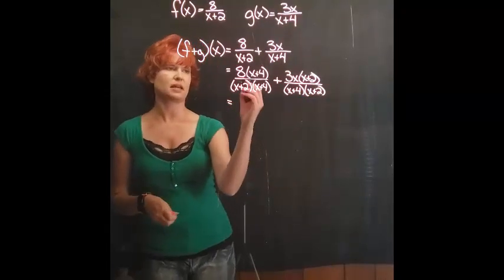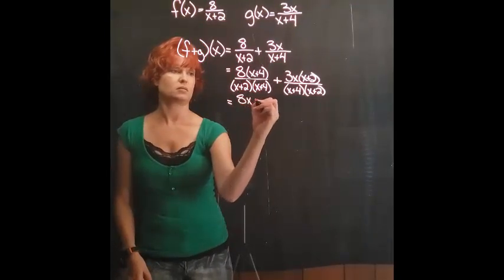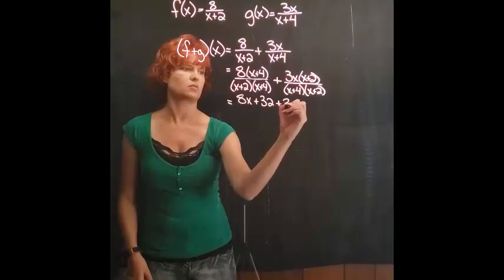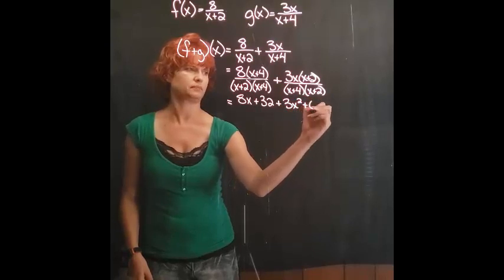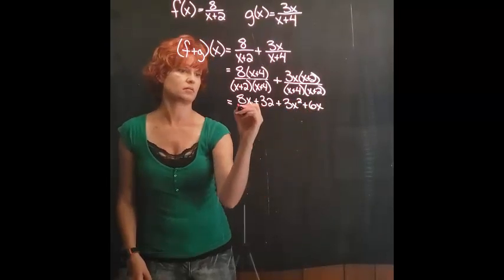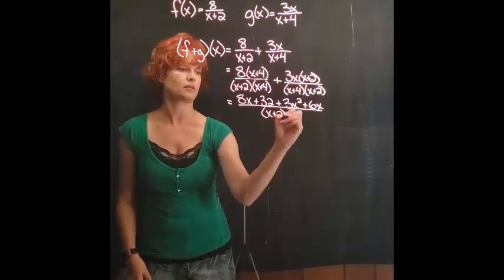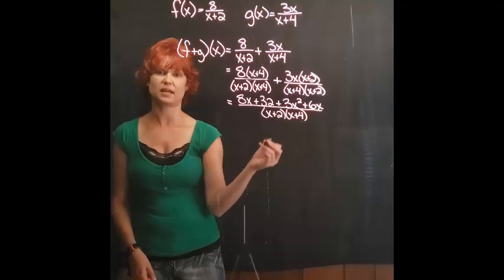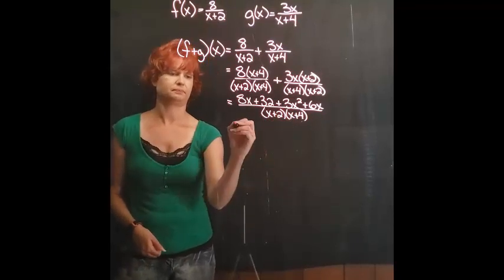So combining these together, and I'm going to go ahead and distribute. So I'm going to have 8x plus 32 plus 3x squared plus 6x, all divided by x plus 2 times x plus 4. Now you could distribute that out if you wanted to. I'm just going to leave it factored.